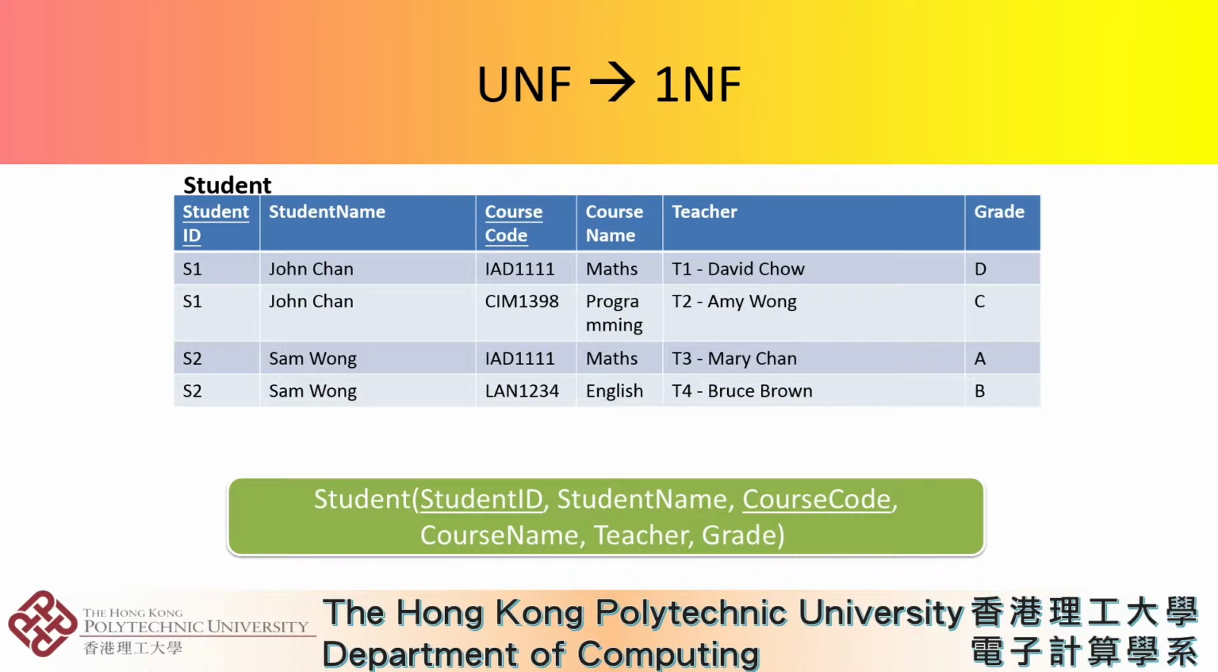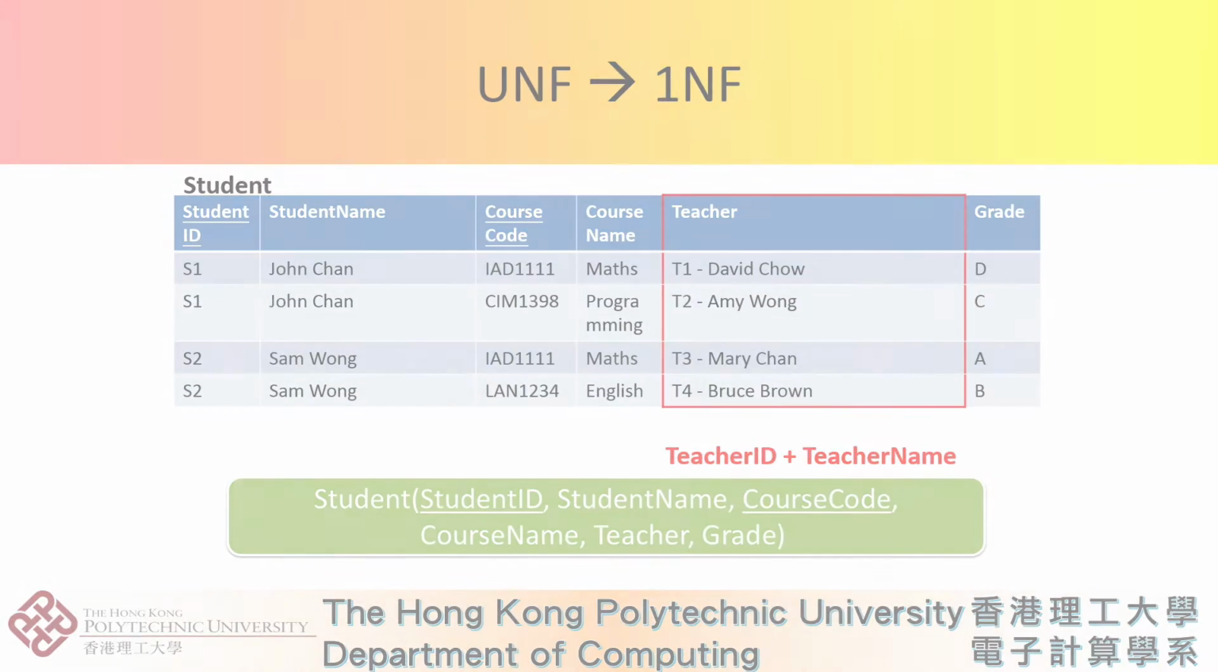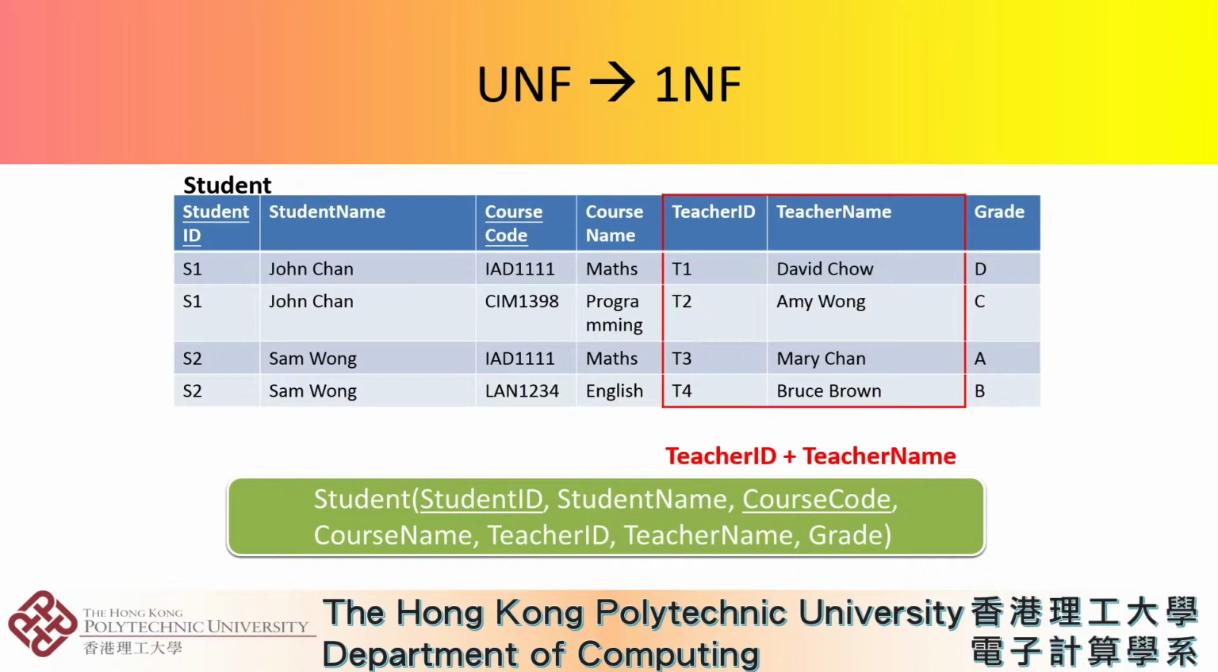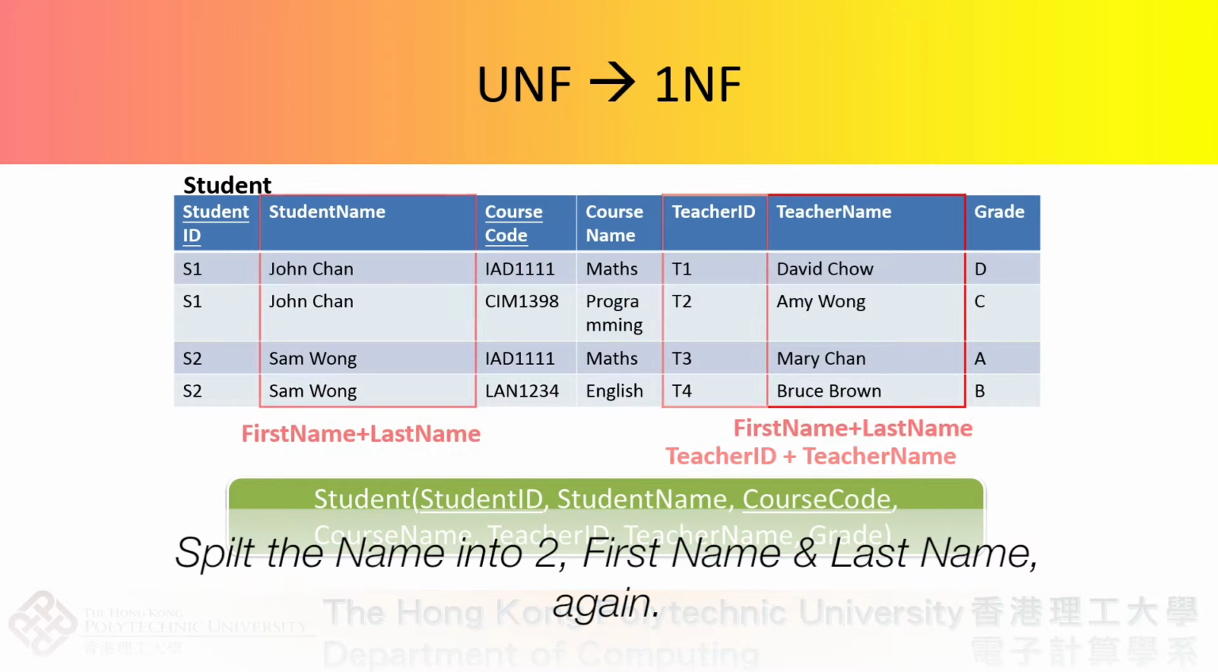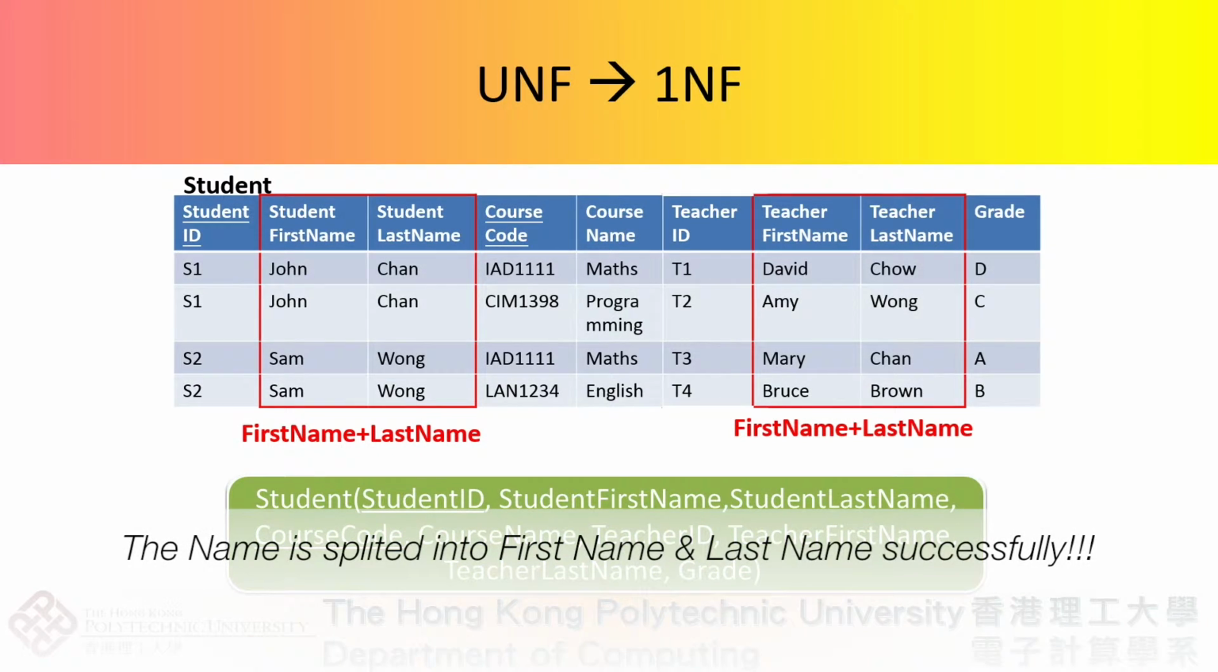And then find the column containing arrays. In this table, the teacher column contains arrays, teacher ID and teacher name. And you should reconstruct this column. It is better to split the name column into two: first name and last name. And this is the table in 1NF.